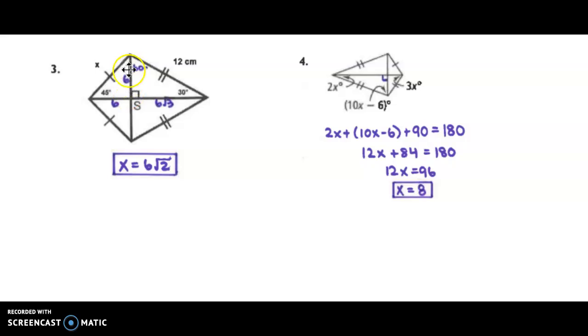And if this is 6, and this is a 45, 45, 90 triangle, if this is 6, then the other leg is 6, and x is the hypotenuse, so whatever that leg is, we multiply by root 2. So that's why it's 6 root 2. Alright. And here it looks like we use this triangle that I'm highlighting, this bottom half, okay? That's why we add up all the angle measures and set it equal to 180.